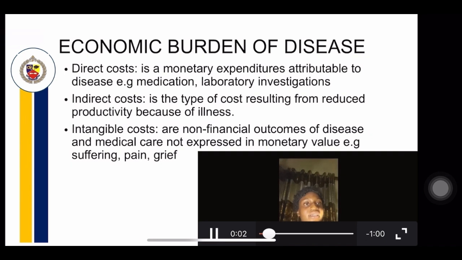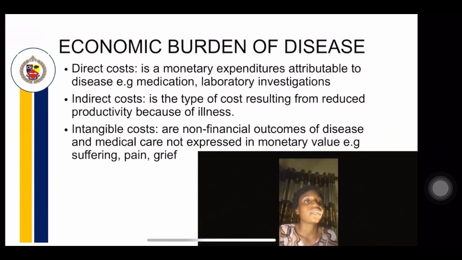Economic burden of disease, direct costs. This is evaluated in monetary terms, which includes the cost of medication, laboratory investigations, and many others. Indirect cost is a type of cost resulting from reduced productivity because of illness. That is, an ill person would not be able to perform effectively at the place of work, thereby leading to reduced productivity. Intangible costs are not in monetary terms, that is, they are non-financial outcomes of disease and medical care. They are not expressed in monetary value. This includes suffering, pain, and grief that come from the disease being battled.